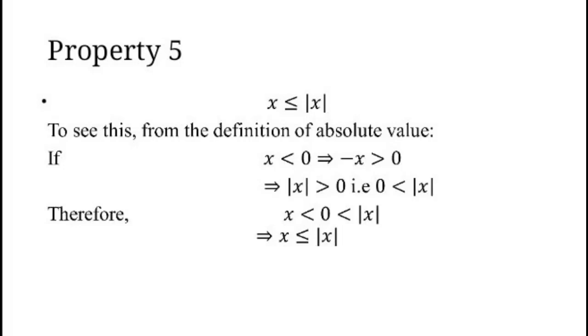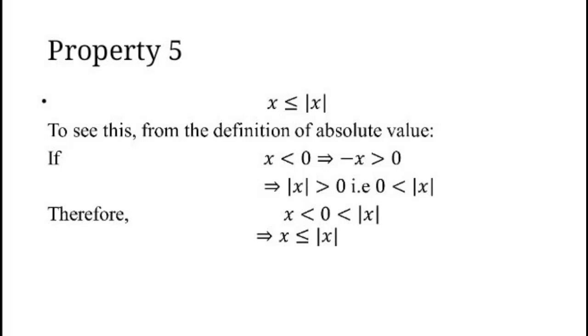Property 5. The absolute value of x is equal to the absolute value of negative x. In simple terms, if you take the absolute value of any number, it will be the same as the absolute value of its negative. This property tells us that it does not matter whether a number is positive or negative. The absolute value is always the same. That's because absolute value only cares about how far a number is from 0, not what direction it is in. So for any real number x, the absolute value of x is equal to the absolute value of negative x.